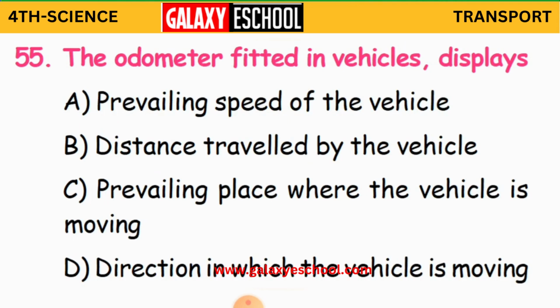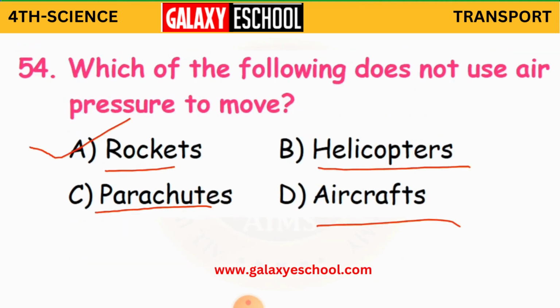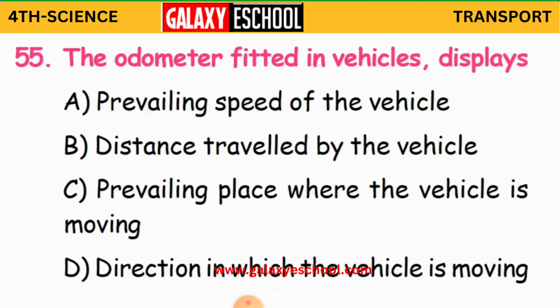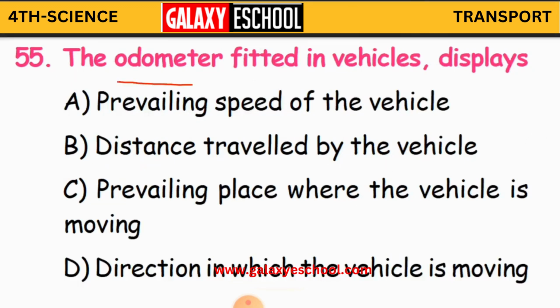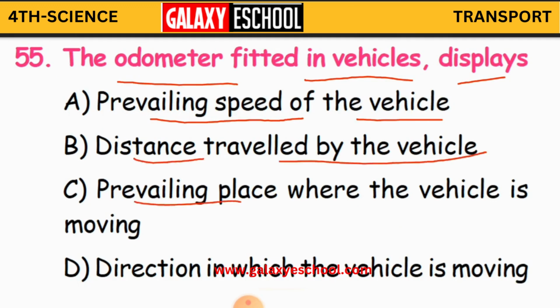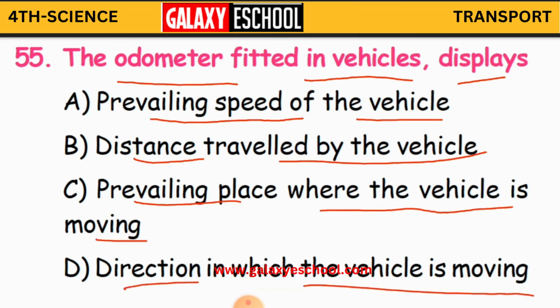55th question. The odometer fitted in vehicles displays. So what is an odometer? It is a display fitted in vehicles that displays either the prevailing speed of the vehicle, distance traveled by the vehicle, prevailing place where the vehicle is moving, or direction in which the vehicle is moving. And the answer is distance traveled by the vehicle.